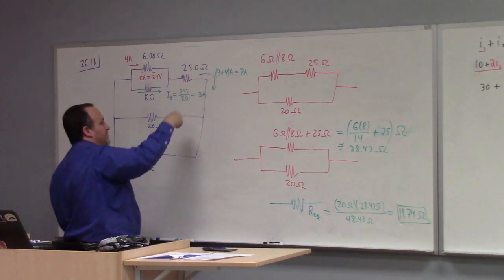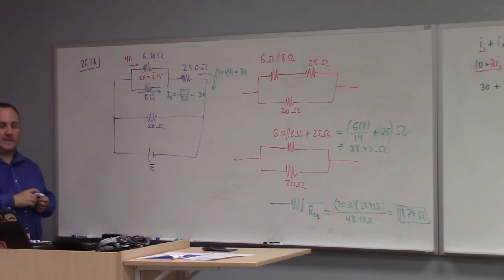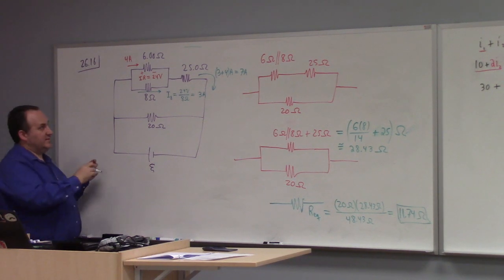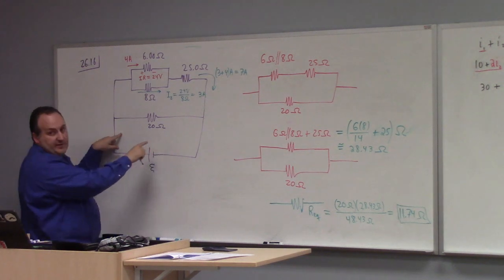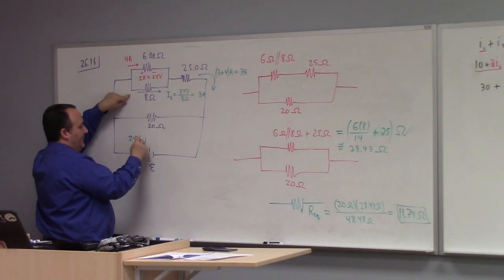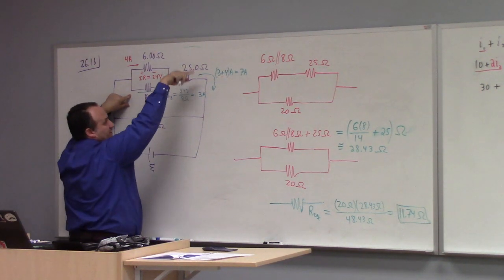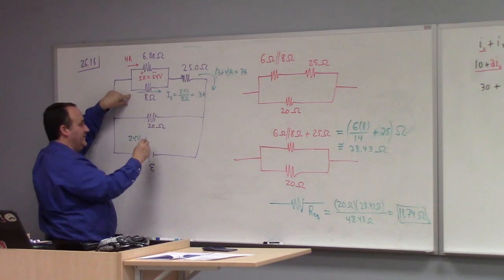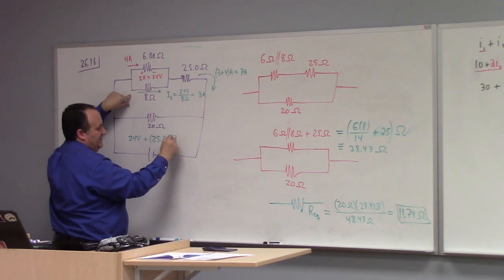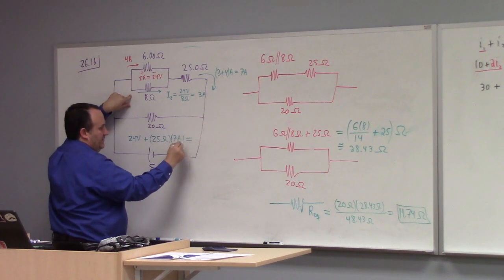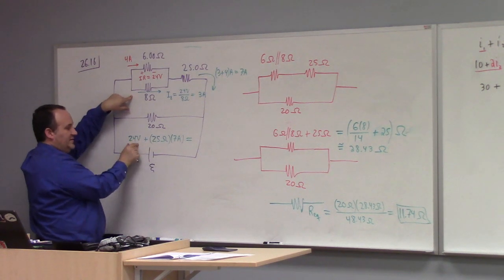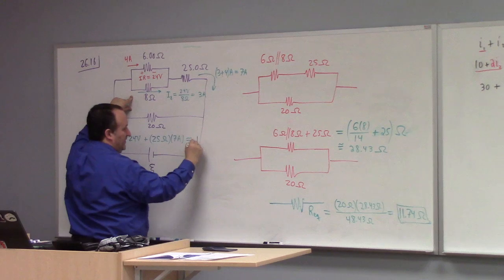7 amps going there. And then what else can we answer? Oh, if that's the case, then how much voltage is there here? So you've got 24 volts, right? Plus this voltage here, which is 25 ohms times 7 amps, right? So that's 175 plus this. Yeah, 199 volts.